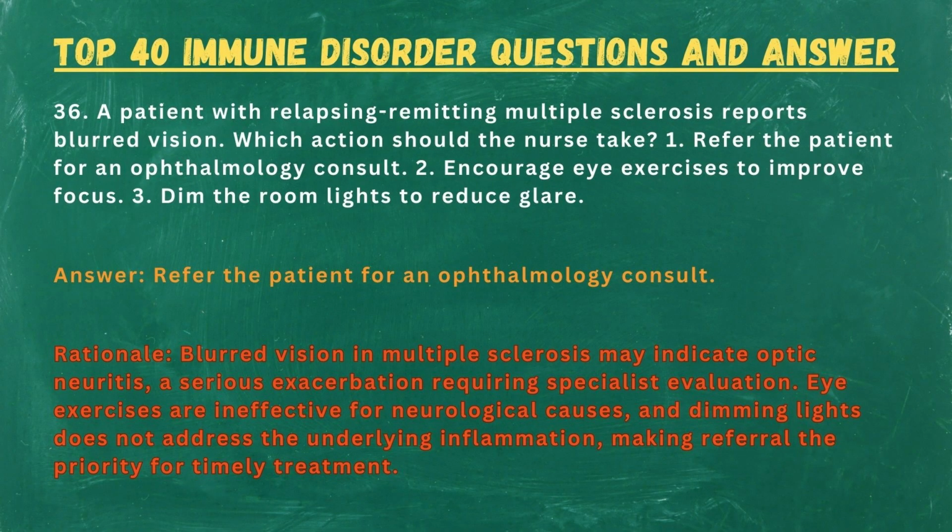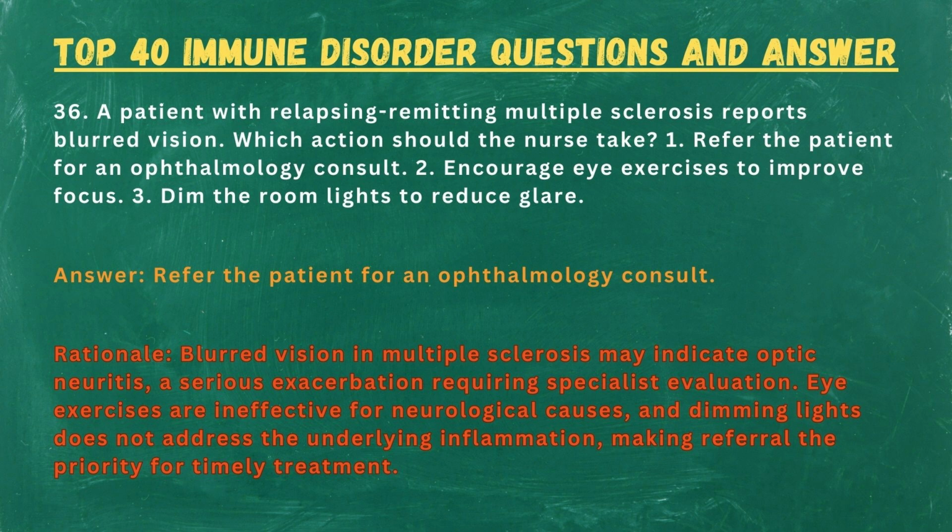36. A patient with relapsing-remitting multiple sclerosis reports blurred vision. Which action should the nurse take? 1. Refer the patient for an ophthalmology consult. 2. Encourage eye exercises to improve focus. 3. Dim the room lights to reduce glare. Answer: refer the patient for an ophthalmology consult.